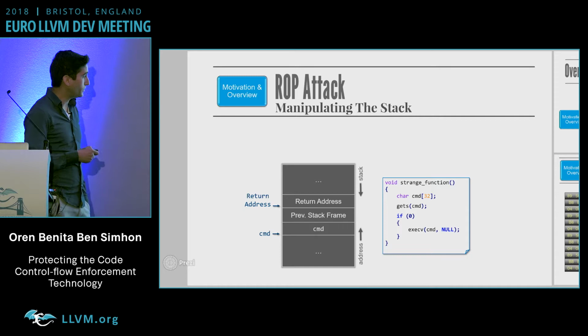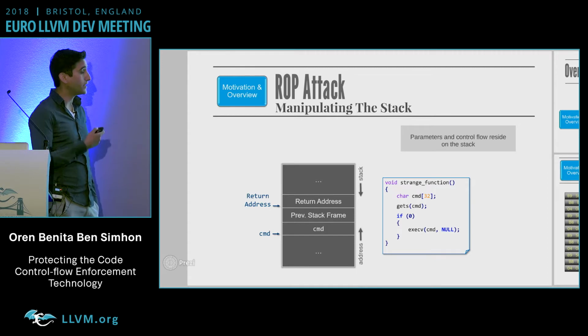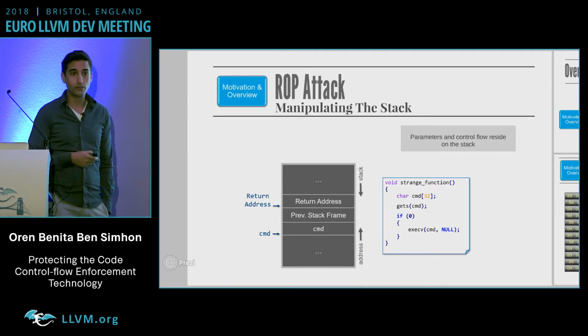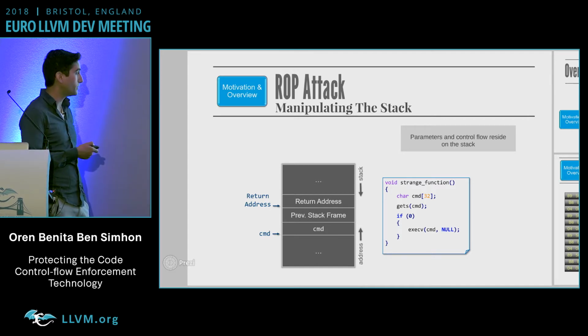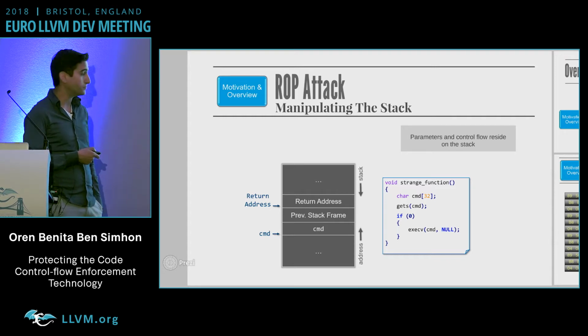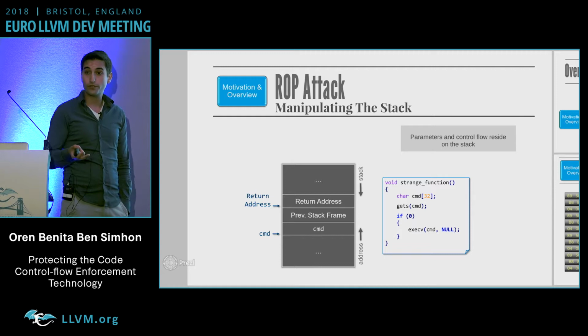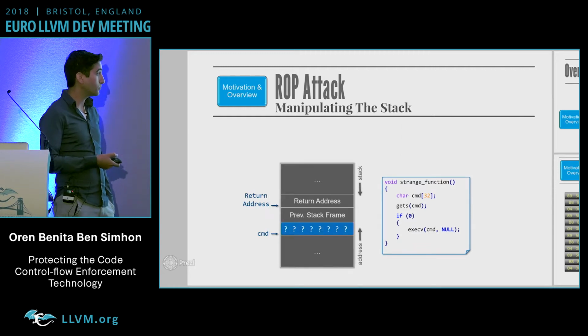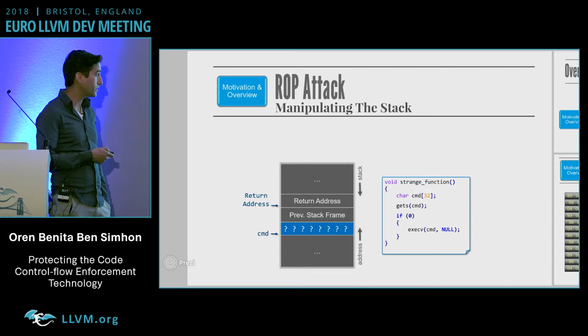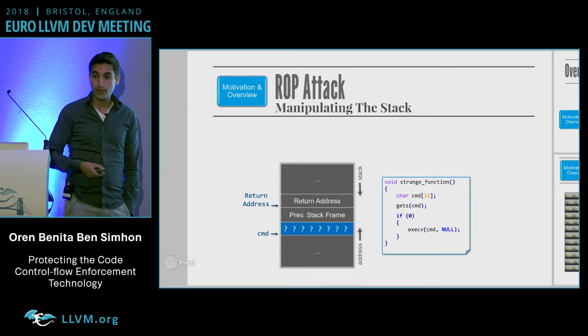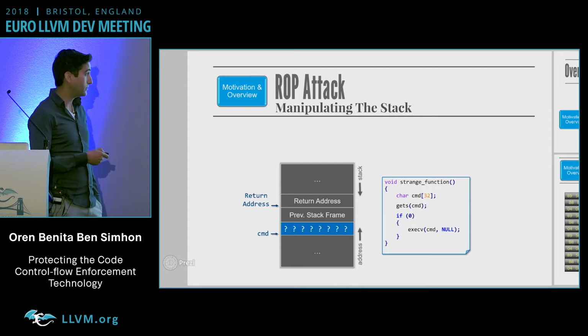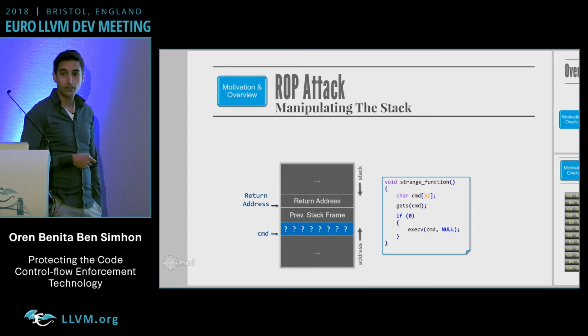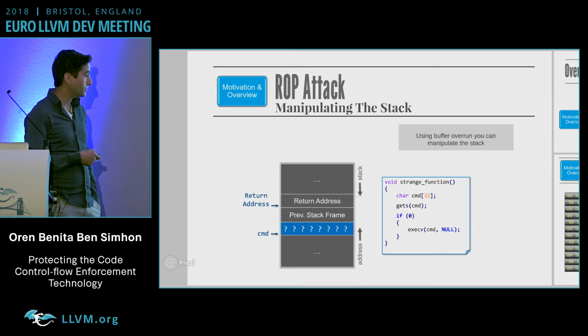On the left side, we have the stack, the data stack. The data stack has both parameters and control flow residing on it. So we have the return address, the input arguments, the stack frame, and also the local variables, including CMD. If you're a nice user, then the input buffer will probably be of size 32 bytes, and it will be inserted into the stack right here. But if you're not such a nice guy, you can see that there is no boundary check here, and because this is not a safe function, you can actually do a buffer overrun and overrun the stack.